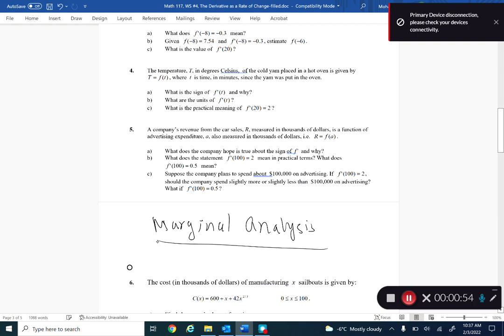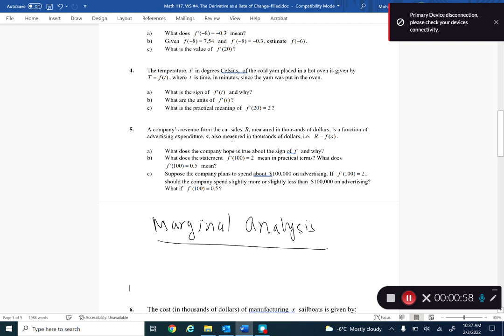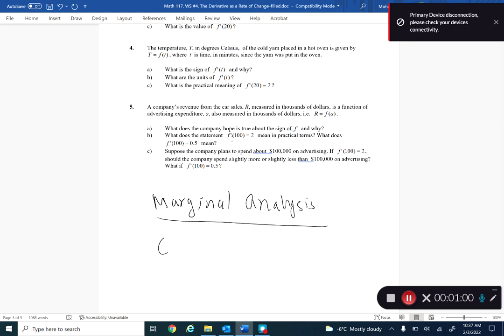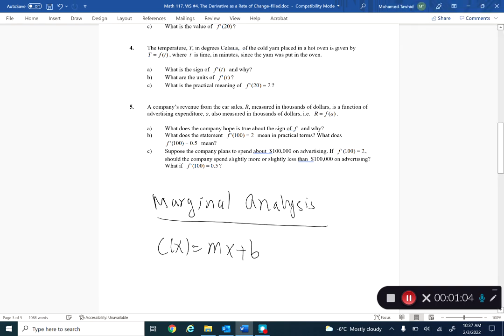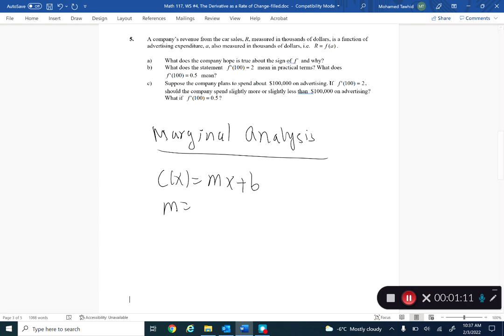Let me recall here from Math 1070. If you have C of x, that's the cost function, equal mx plus little b. What is your m?